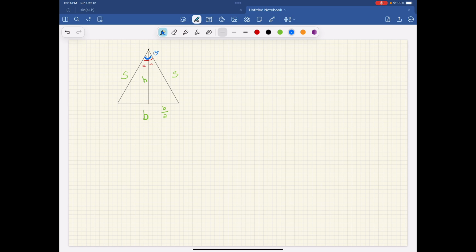height being h, with the top angle being theta, and with the top angle bisected into two equal angles of alpha. Now we'll note from the general formula for the area of a triangle that the area is going to equal 1/2 the base times the height, and that's going to equal the area.